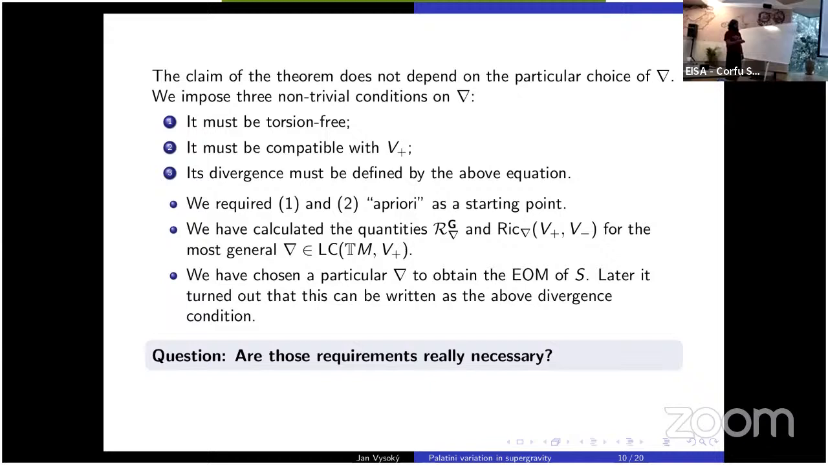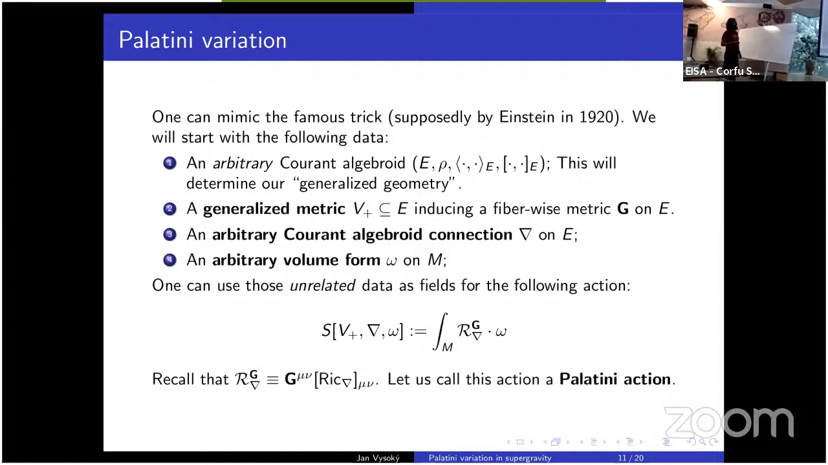And the question is, are all these requirements actually necessary to describe it? So is there some bigger freedom? Because we imposed these two by hand. And this is where Palatini comes in. So this is what we call the Palatini variation. We tried to mimic the Palatini variation from general relativity. And this is how we did it.